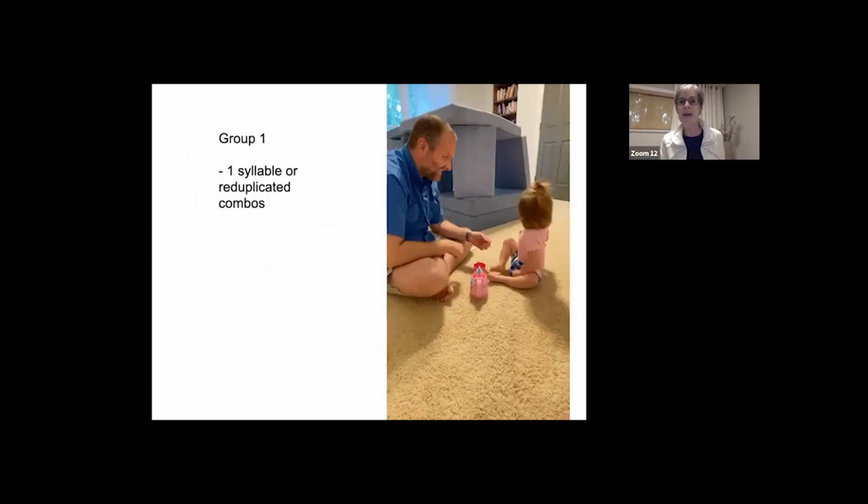Here's group 1, and daddy is playing with daughter, and he's assessing one syllable or reduplicated. One tip, if it's at all possible, I would suggest that you just videotape giving the ESA and then go back and score it. It's really difficult, I think, to try to score and give the items at the same time.